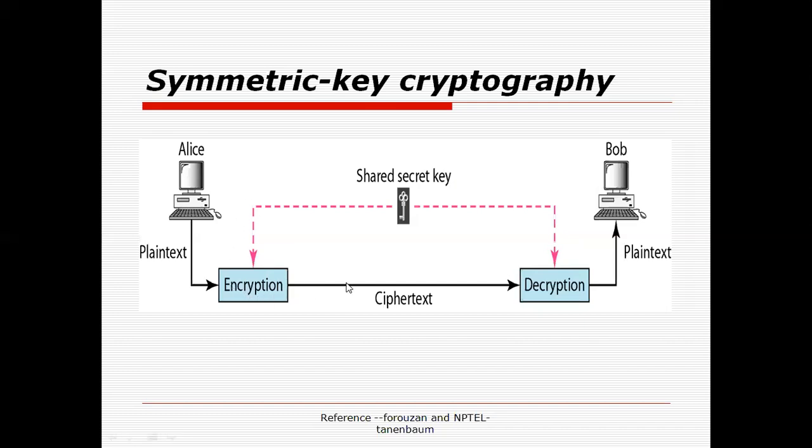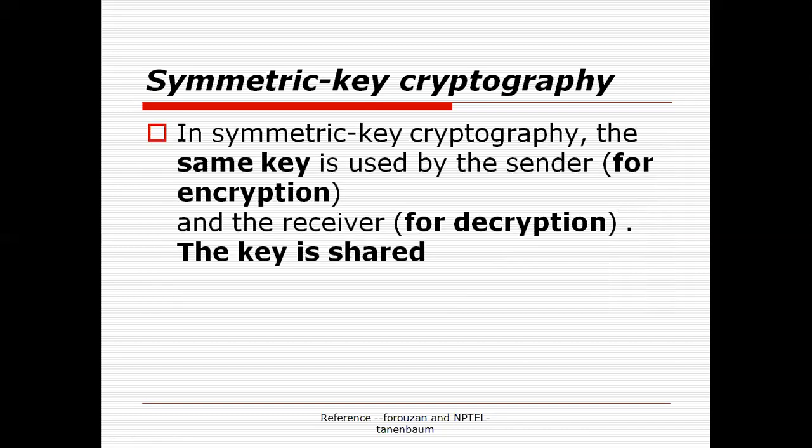So, after encryption, we get a ciphertext. The ciphertext is transferred to Bob via the internet. Then at Bob's end, with the decryption algorithm and the same secret key, we will decrypt it and Bob will receive the plain text. So this is symmetric key cryptography.